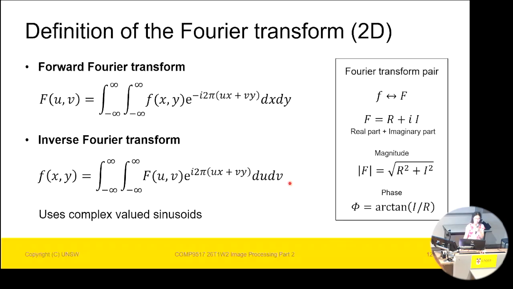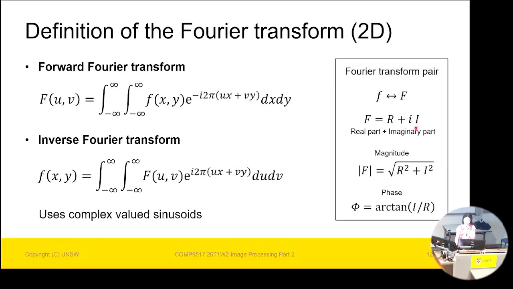Okay, so the previous definitions were about 1D signals. And here we talk about 2D. So 2D is just a simple extension from 1D, one variable, to two variables. So we just simply put a v and y here as another term, and dy, and also another integral. So the overall formula still looks the same, but now we have extra v and y. And similarly, the inverse transform is still just swapping the variables and removing the minus.